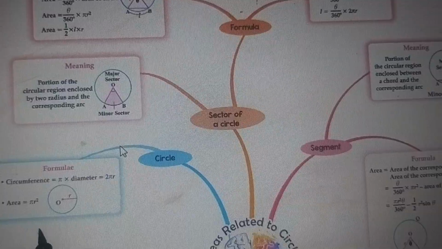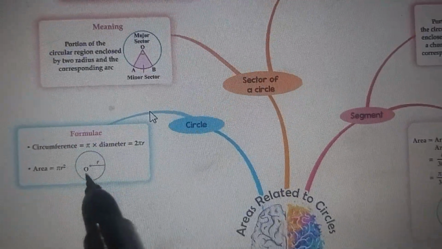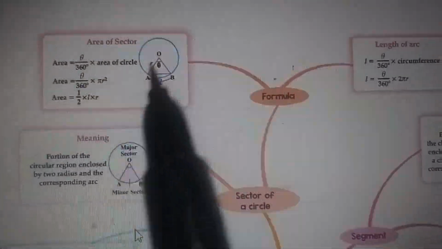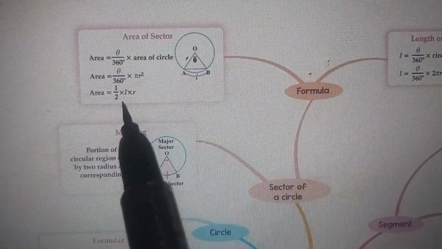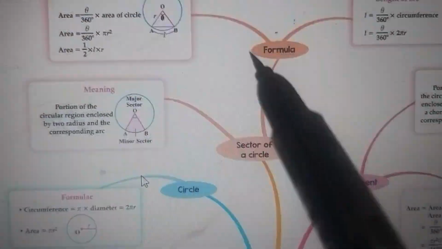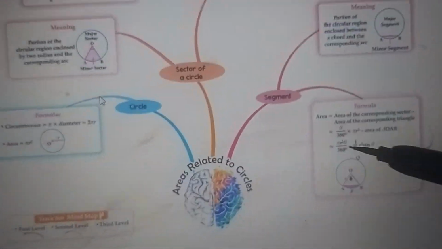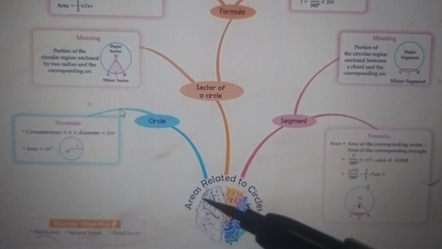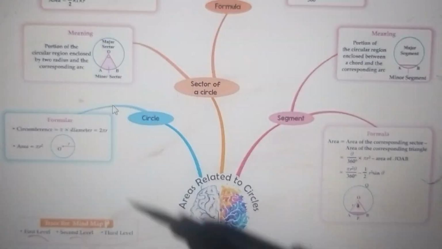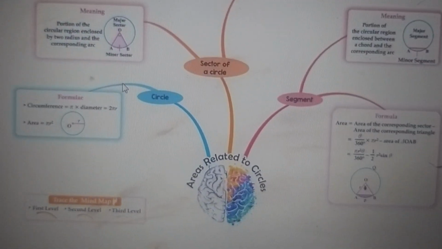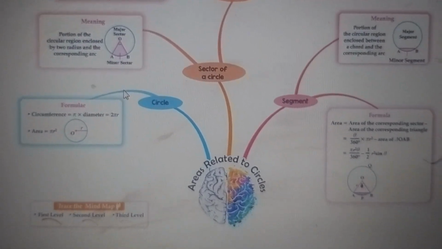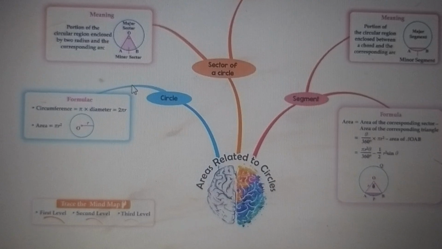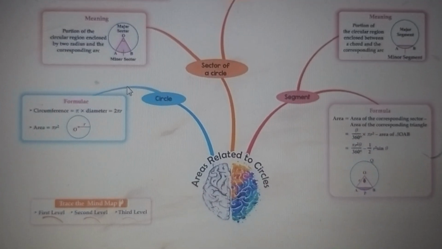Formulas. 2 pi r is the circumference, pi r square is the area of a circle, and these are the important formulas. The area of a sector is 1 by 2 l r. We have to use these formulas, so please be ready to use them in exams. Whenever you have covered all the chapters, make a list of all the formulas, copy them, so that you get a quick recap.